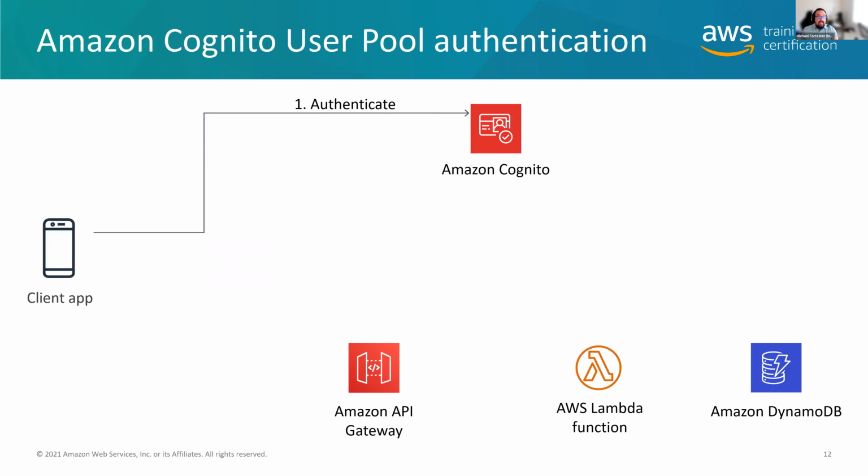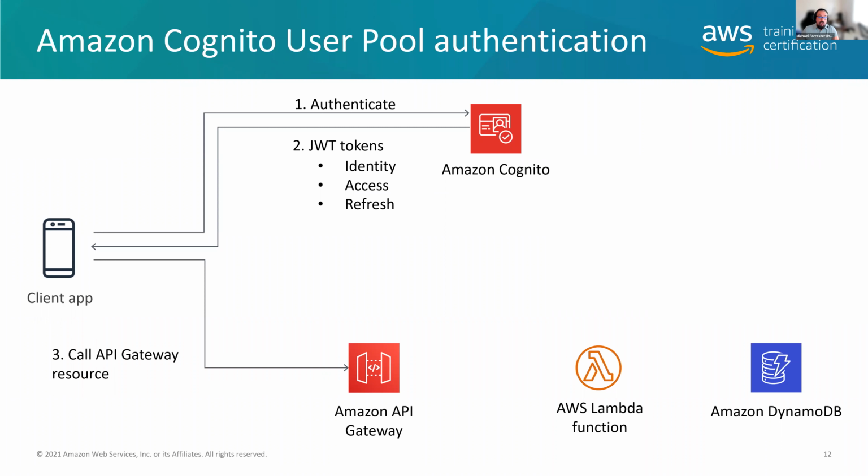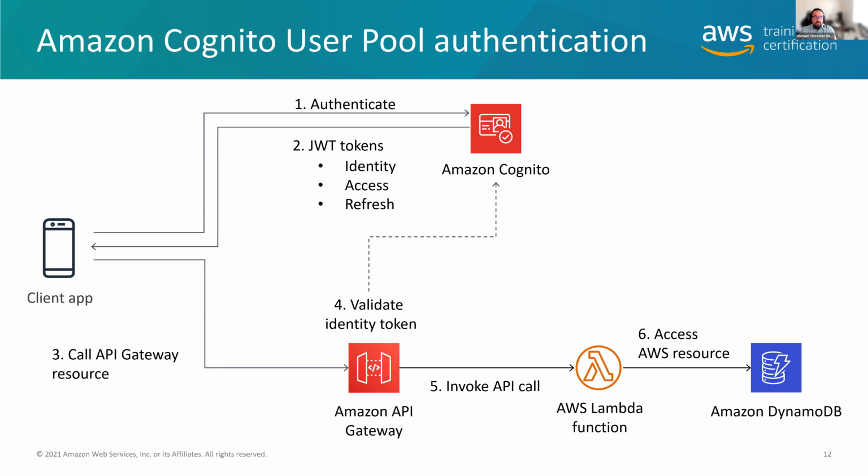In this particular case, the client authenticates with Cognito first, so it goes and talks to the user pool. The user pool is actually going to give it a JWT token, and that's going to contain a bunch of information that goes back to the client app. Then it's going to call the resource with the token, and the API Gateway should validate the token with Cognito, and then it's going to invoke the API call. That all happens really fast, by the way. And of course you get access to DynamoDB. Where was that dotted line just a minute ago? That should have been there at step 4, right?